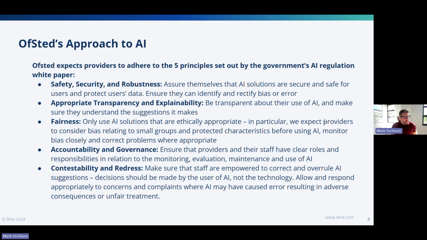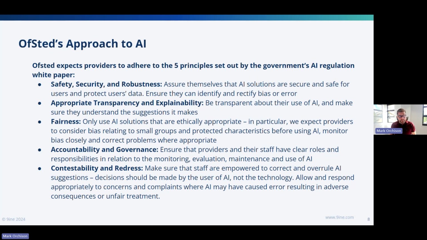Within Ofsted, they refer in their policy paper to the 5 principles that the UK government has set. And so they've interpreted those principles through the lens of schools, and particularly through the lens of inspection in schools. So from their expectation, schools who are using AI are expected to follow these principles.